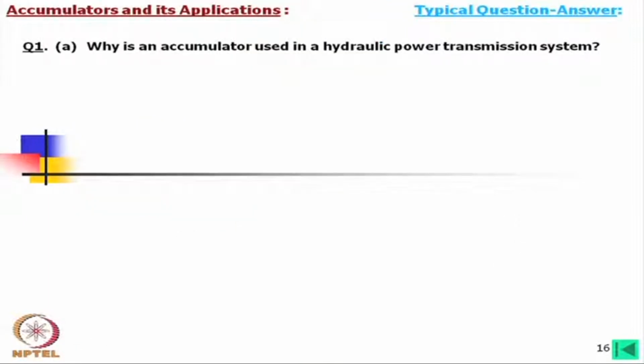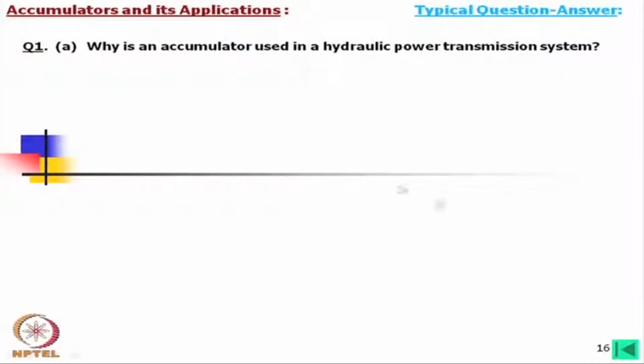Now, we should look into a typical question answering. The typical question, say, usually there are 4 to 5 or 5 to 6 such questions to be answered in 3 hours. Let us consider we have to answer 5 questions and this is one full question. Part A is: why is an accumulator used in a hydraulic power transmission system?